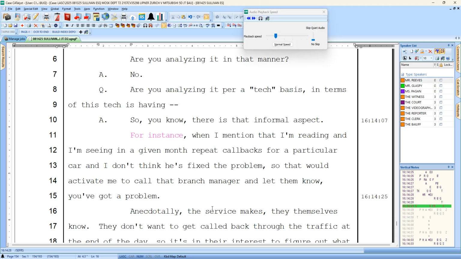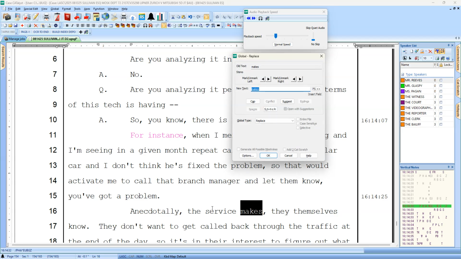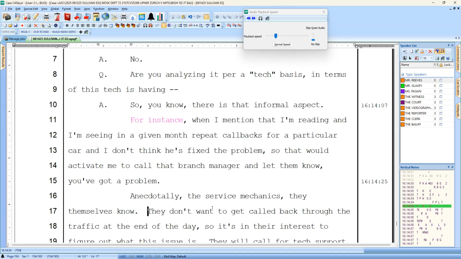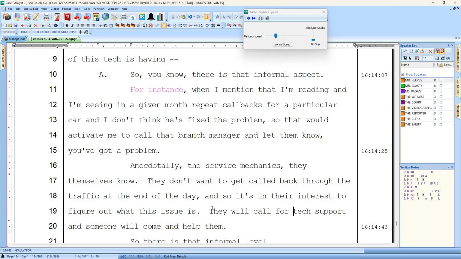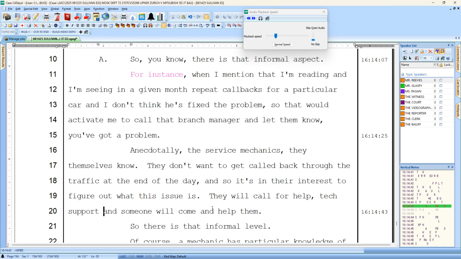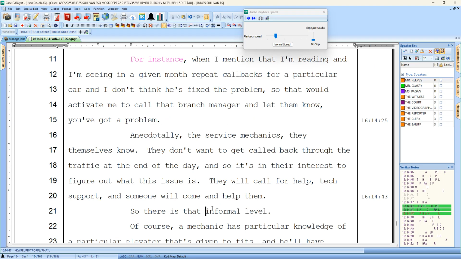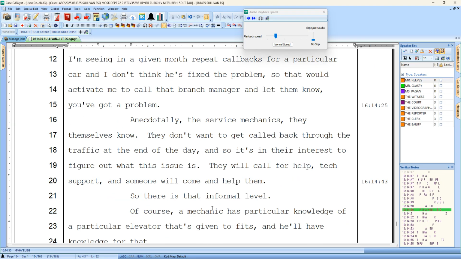You got a problem. Anecdotally, the service mechanics, they themselves know. They themselves don't want to get called back to this job through traffic at the end of the day. And so it's in their interest to figure out what this issue is. They will call for help, tech support, and somebody will come and help them. So there is that informal level. Of course, the mechanic has intimate knowledge of a particular elevator that's given him fits, and he'll call for help for that.